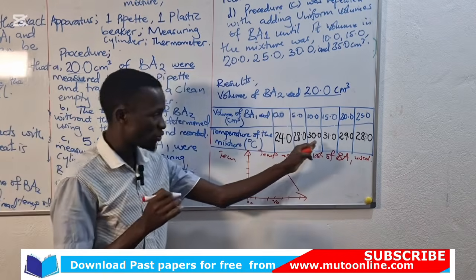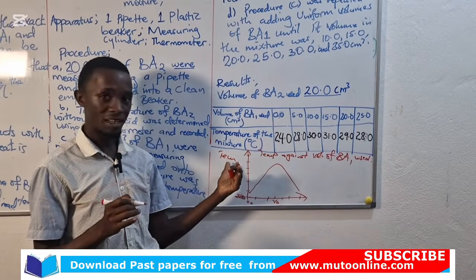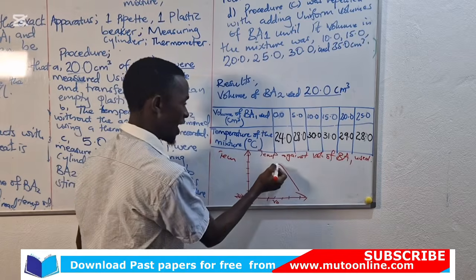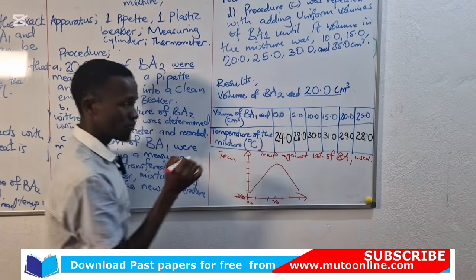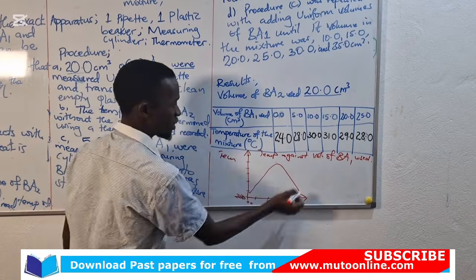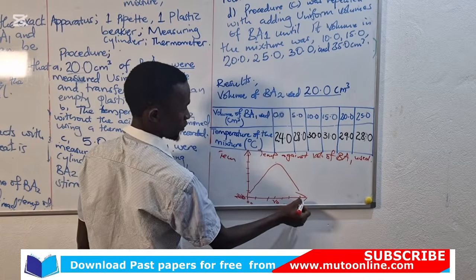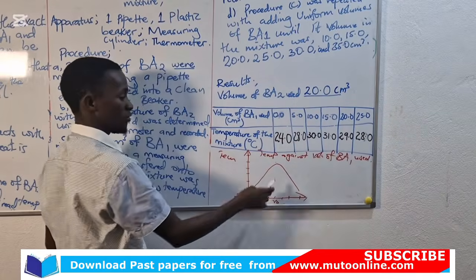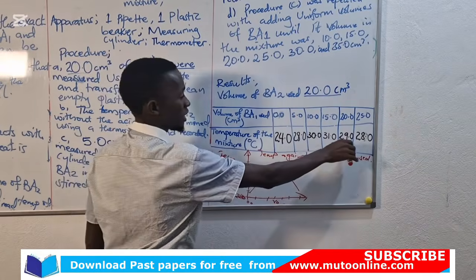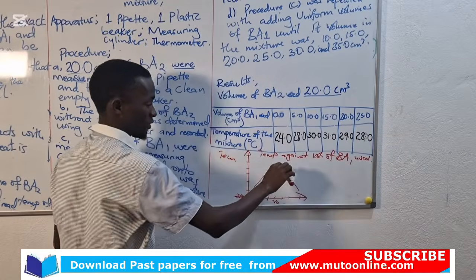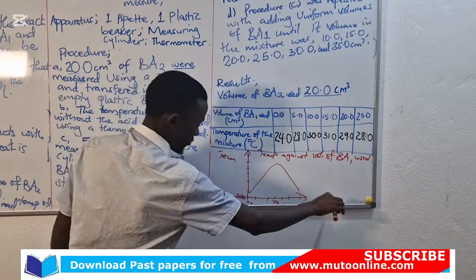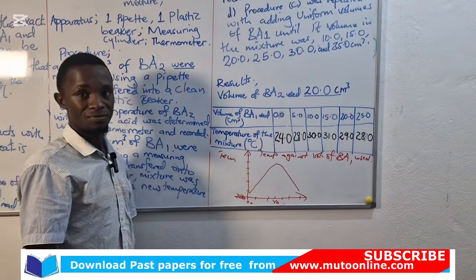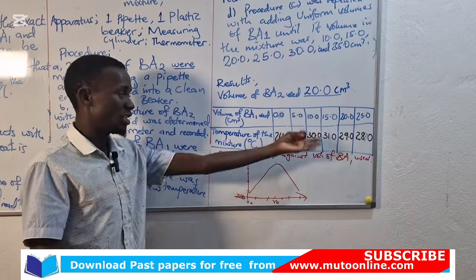We shall have kind of a curve. If you look at these values well, if this is temperature, we shall have a curve. 31 somewhere for this value of volume. And as you continue adding the acid, as you continue adding the volume to 20, 25, 30, 35, we are seeing the temperatures decreasing. So we shall have a decrease as you add more of the acid. So we shall have a curve. I think it is even evident in the results.